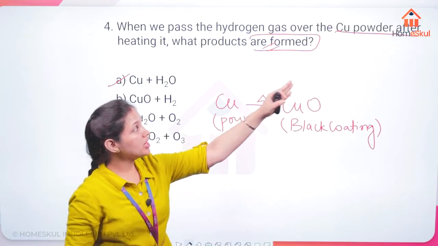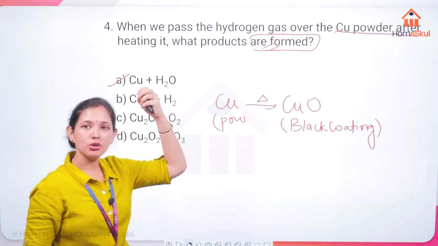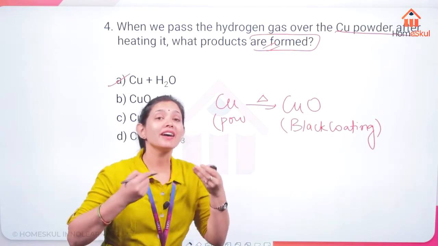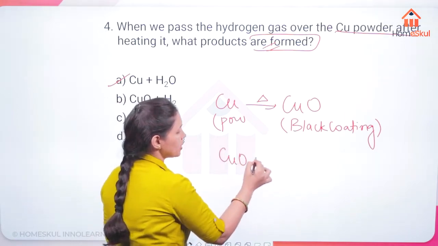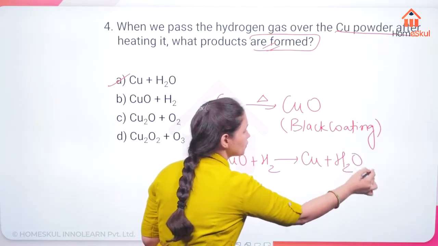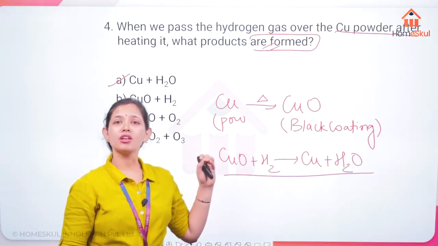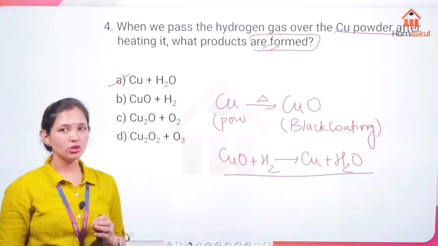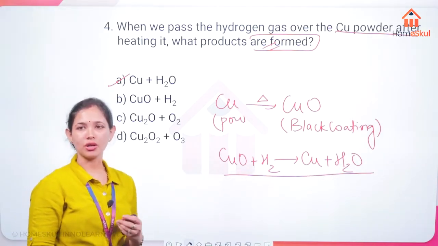After heating the Cu powder, what you are doing is passing the hydrogen gas to this black coated compound. So the reaction will be CuO plus H2 giving Cu plus H2O. Please remember this equation, it is very, very important. The question may be asked directly. The activity is very important and I have told you this many times. So no worries, we will look into the next question. You will learn it.